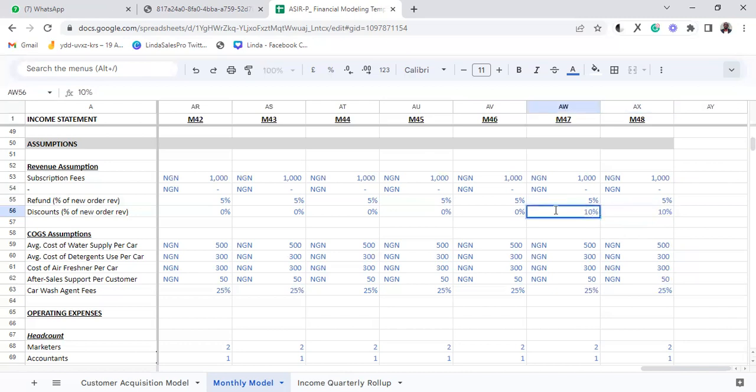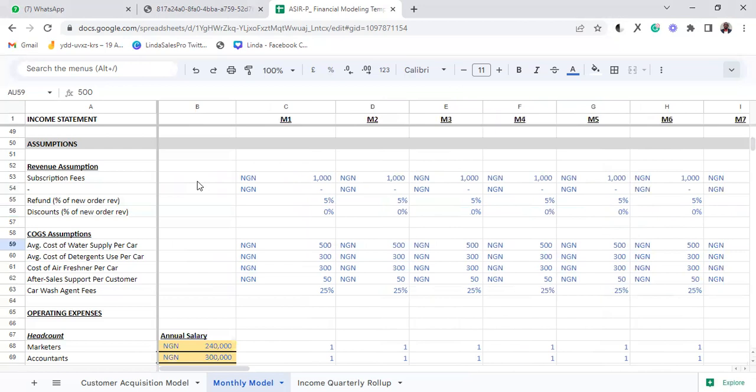So this is 10%, 10%. So if you watch what I did here, I'm making an assumption to say 5% of people always ask back for their money. I'm also making an assumption to say every October, November, December, we give 10% discount, right? So yeah. Okay, so I'm done with my revenue.